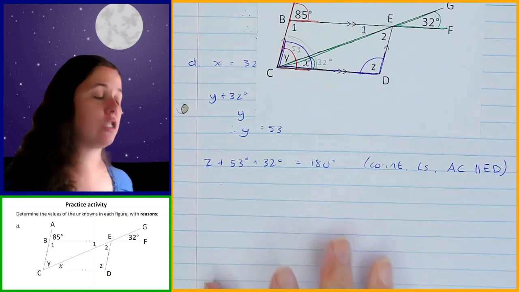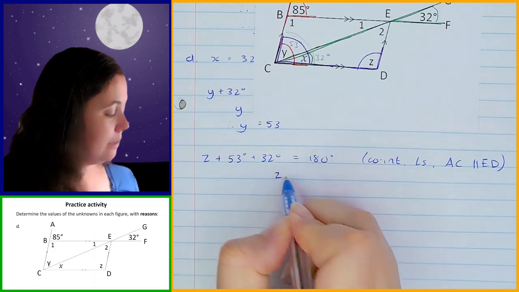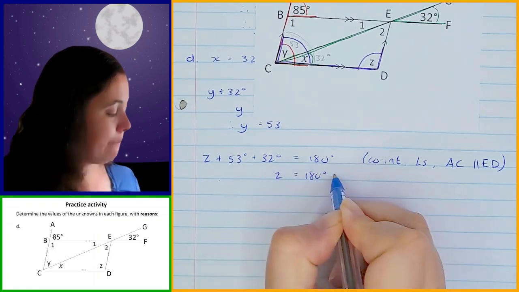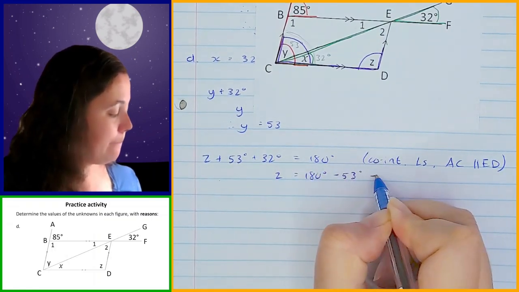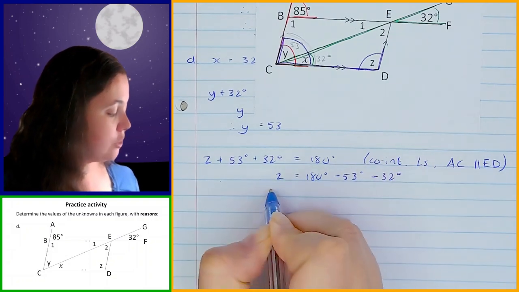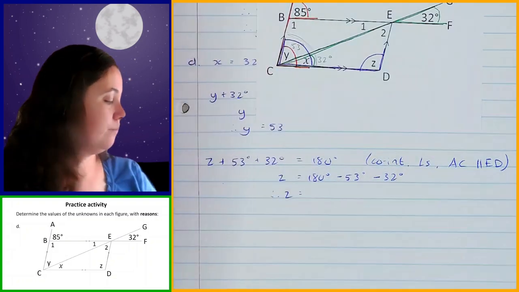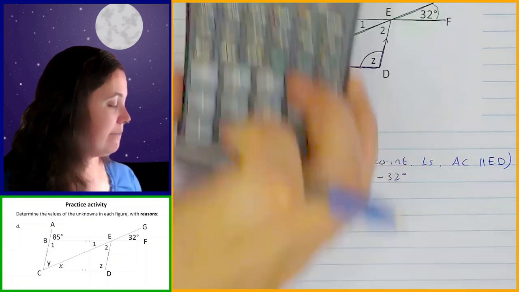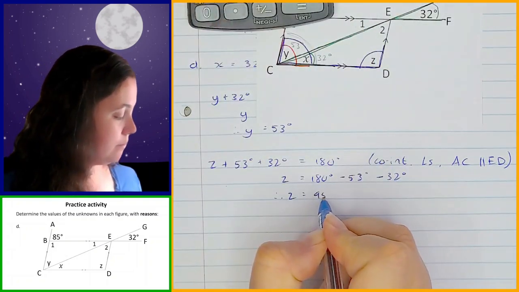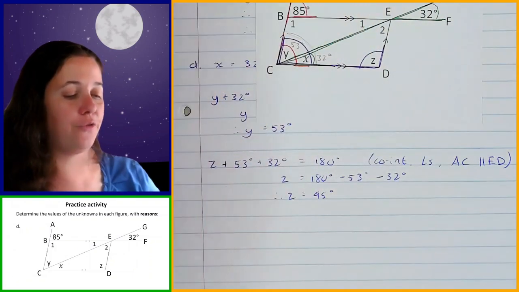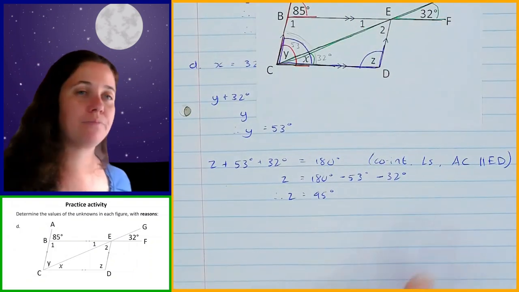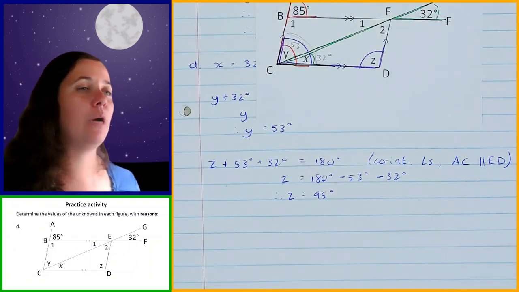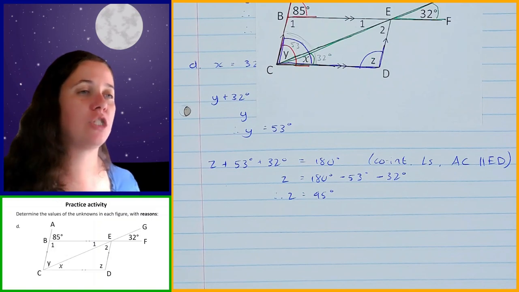Okay, so now I can go and solve for Z. So I can say Z is equal to 180 degrees minus 53 degrees minus 32 degrees. So therefore, Z is equal to 180 minus 53 minus 32 gives me 95 degrees. And that's what you should get for that example. Okay, now we're going to go on to the last question for today.